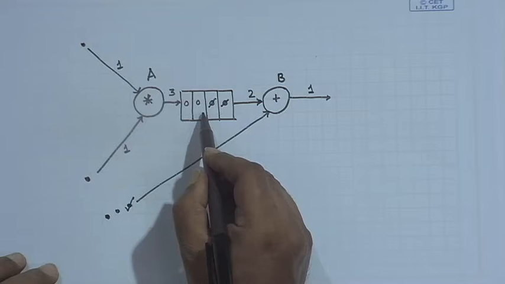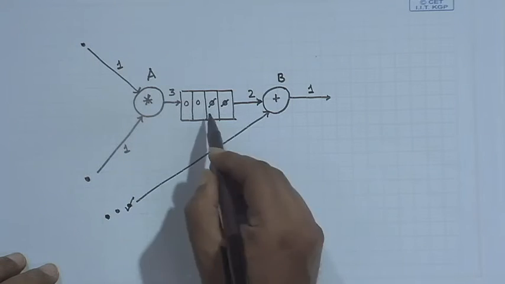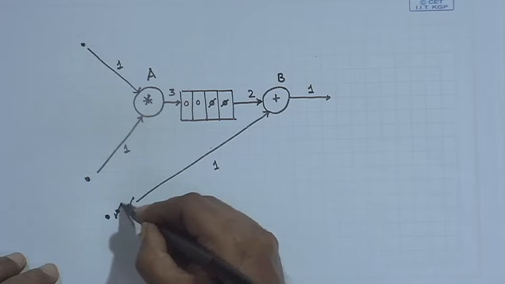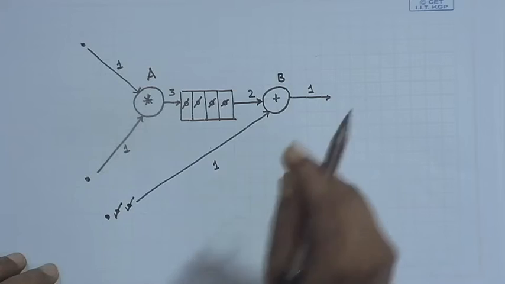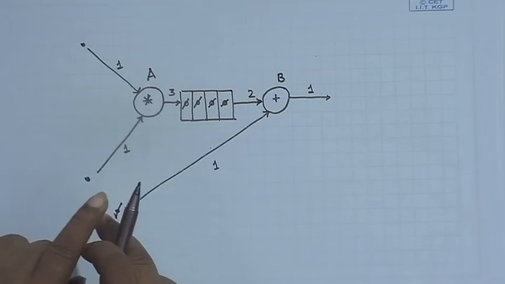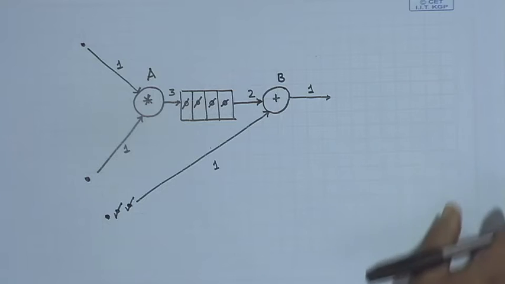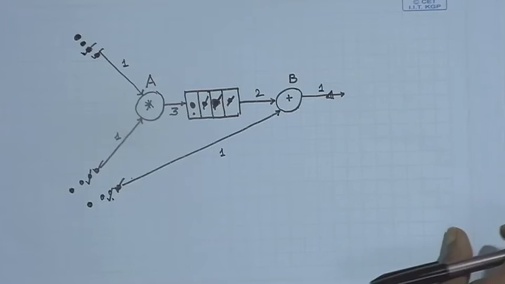Now, at that point, can A fire? A cannot fire, because there is no space. Can B fire? B can fire. So, B will fire here, these two will be consumed, and this. So, that is a complete period that the buffer has become empty. That is how typically SDF works. And so, as one period is complete, we will again start.